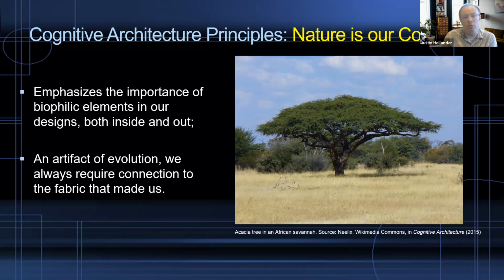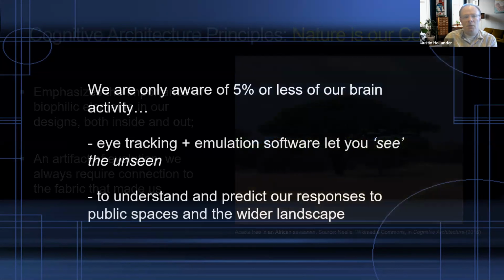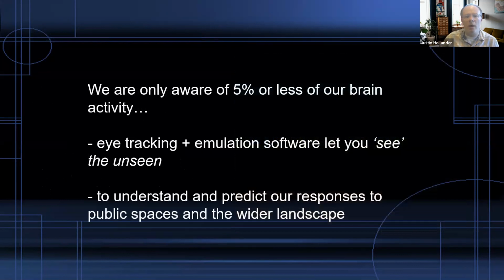This is what we need. Okay, so again, we're only aware of a very small percentage of the stuff that's coming into our minds, but eye tracking and eye tracking emulation software allows us to see that, and it can predict how we respond to the wider landscape.